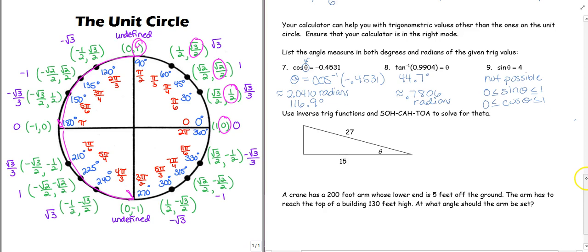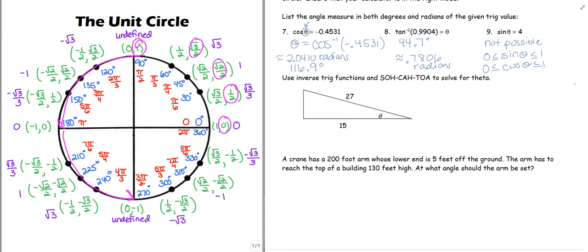All right, almost done here. Use inverse trig to solve for your Sohcahtoa problems. We want to find our angle measure. That's why we're using our inverse trig. When we do this, it's important to know how your pieces are related. This side is opposite. This side is adjacent. This is our hypotenuse.